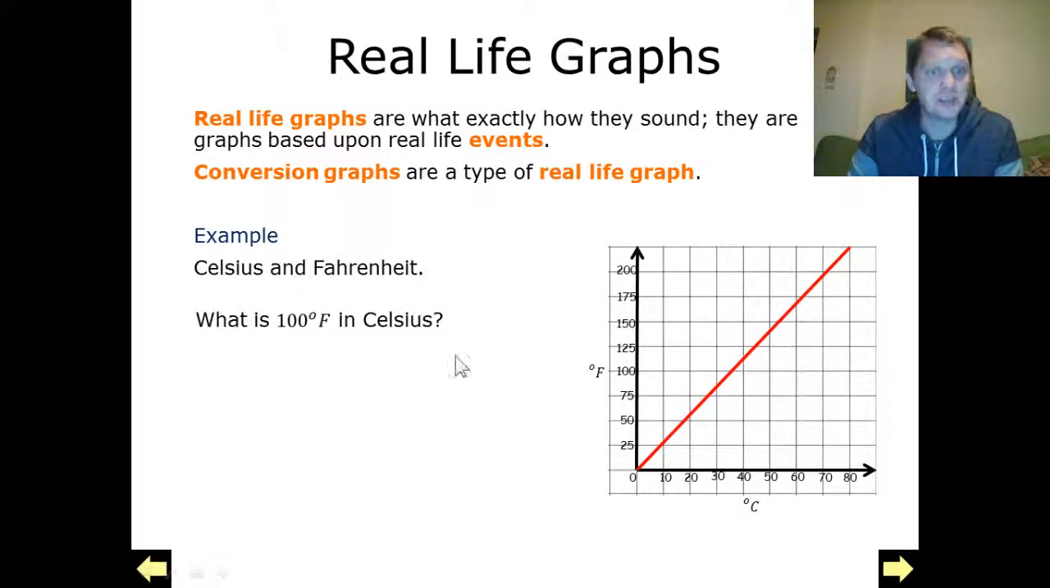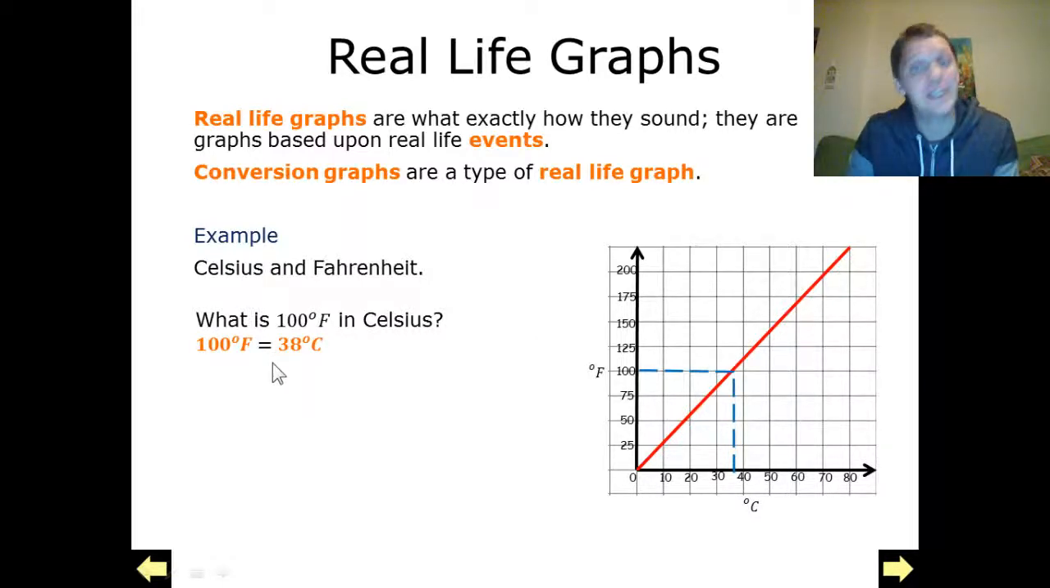Could have a question maybe saying, what is 100 degrees Fahrenheit in Celsius? So for this, we'll look along our Fahrenheit, reach 100, then draw a line going straight across to our line. When we reach our line, draw a line going vertically straight down. Wherever this ends up will be our conversion of 100 degrees Fahrenheit into Celsius. So 100 degrees Fahrenheit in this case would equal 38 degrees Celsius.